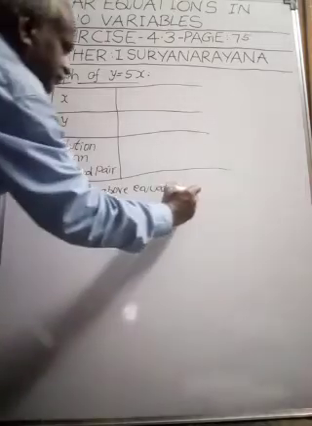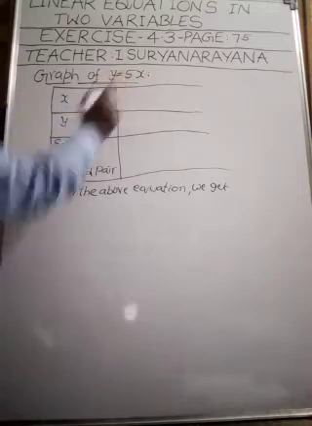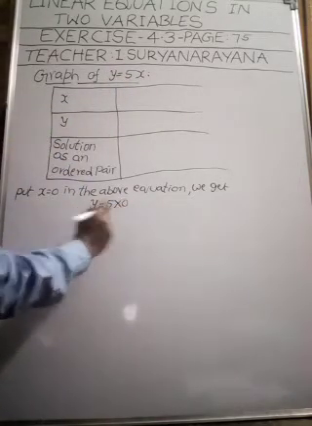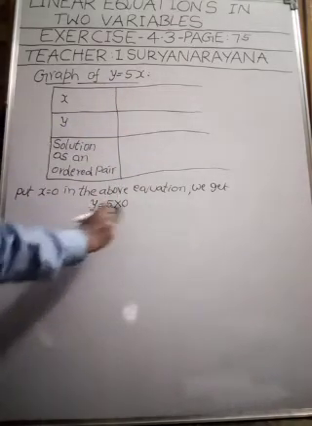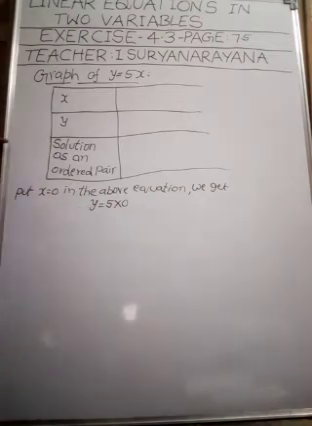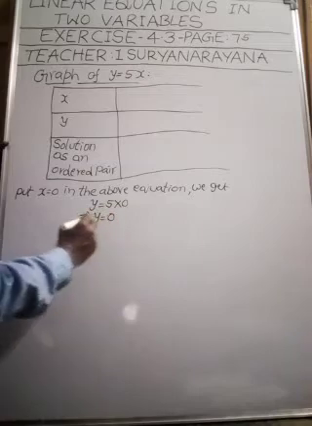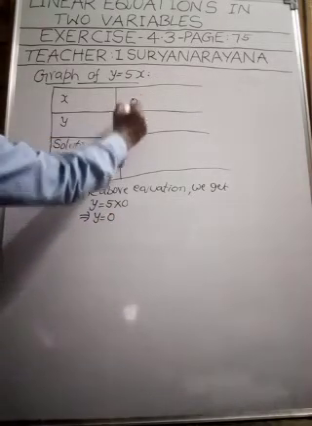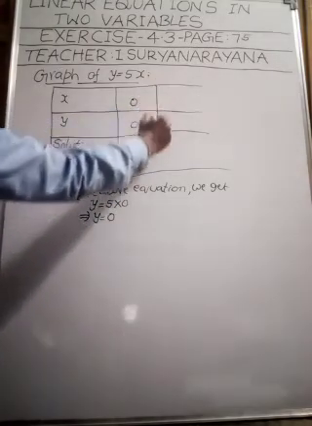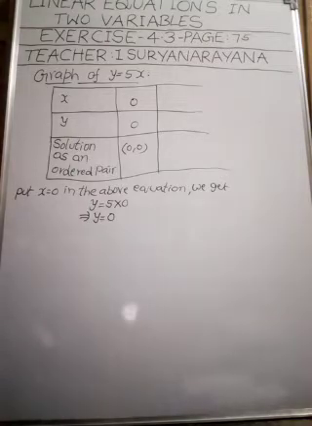Then what will we get? In this equation we substitute x is equal to 0. Then y is equal to 5 into 0. Understood this step, my children? I substituted x is equal to 0 in this equation. Right. This implies y is equal to 5 into 0, that is 0. So if x is equal to 0, then y is also 0. Then the ordered pair is 0, 0. Okay, my children, we got 1 point. 2 points are enough to draw the graph.